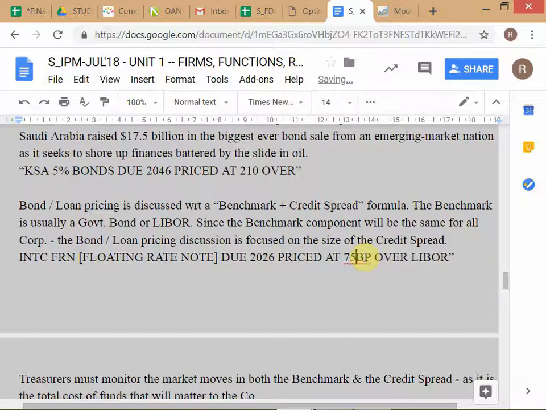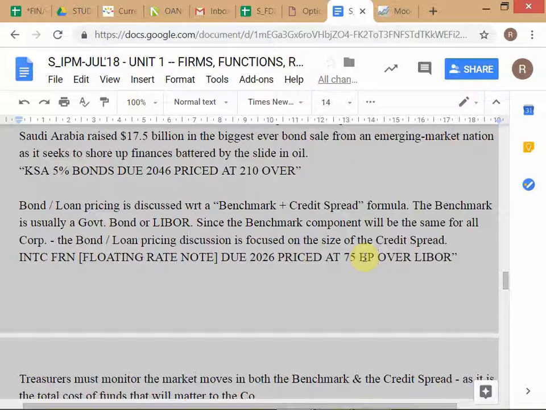Okay, even if they write 75 BP. Okay, what is the problem here? What information is missing? Is my question clear? Yes. So Intel issues a 10-year FRN in 2016, let's say, which is priced at 75 basis points over LIBOR, okay, and it's due in 10 years.